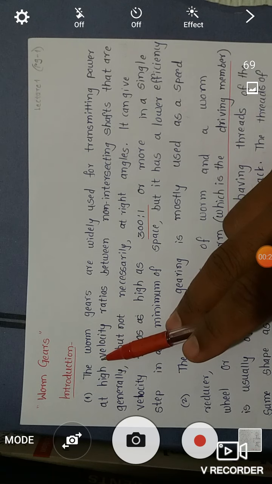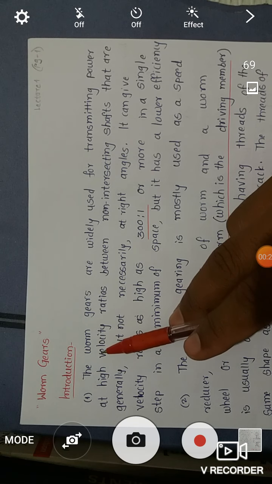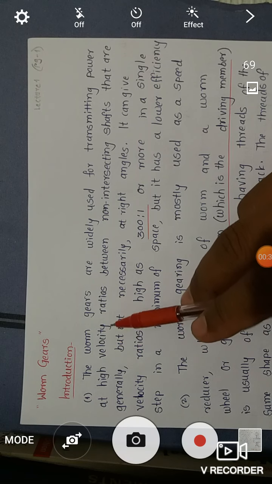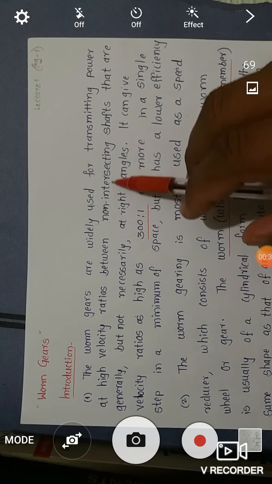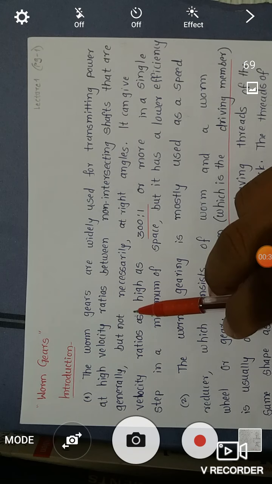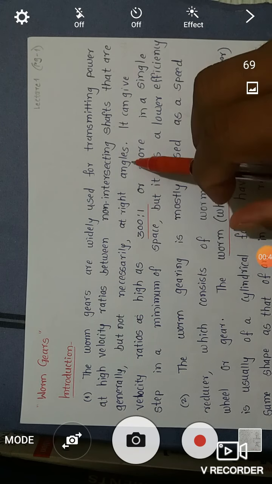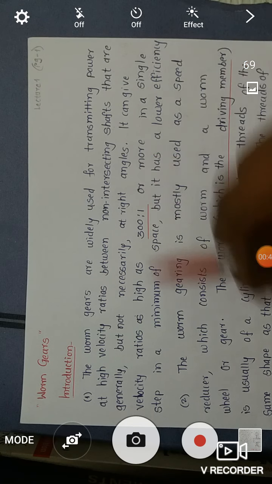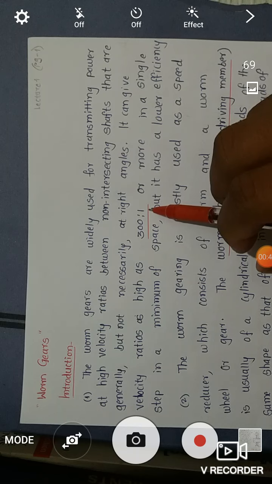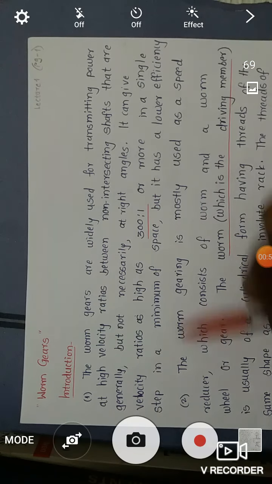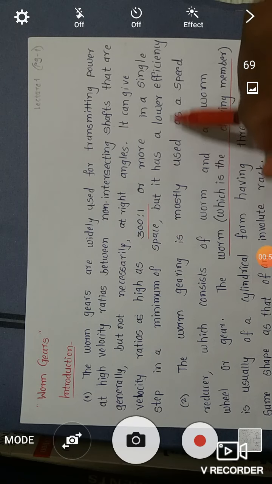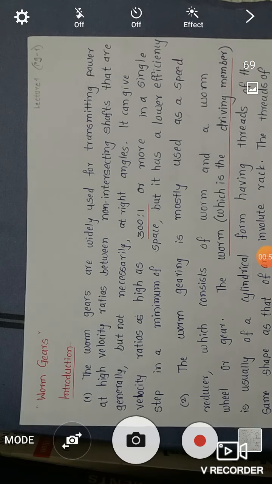If we see some important points, worm gears are widely used for transmitting power at high velocity ratios between non-intersecting shafts that are generally, but not necessarily, at right angles. It can give velocity ratios as high as 300 to 1 or more in a single step in a minimum of space, but it has a lower efficiency.